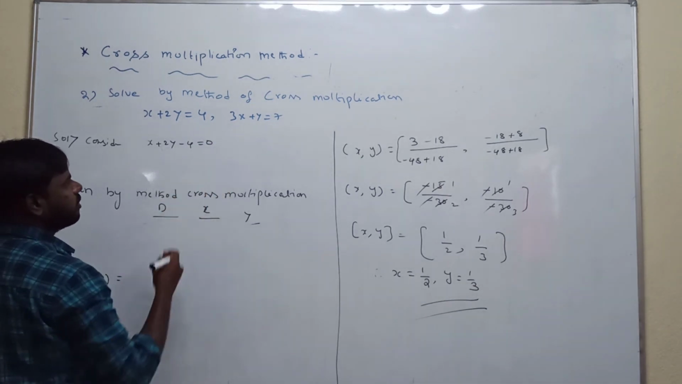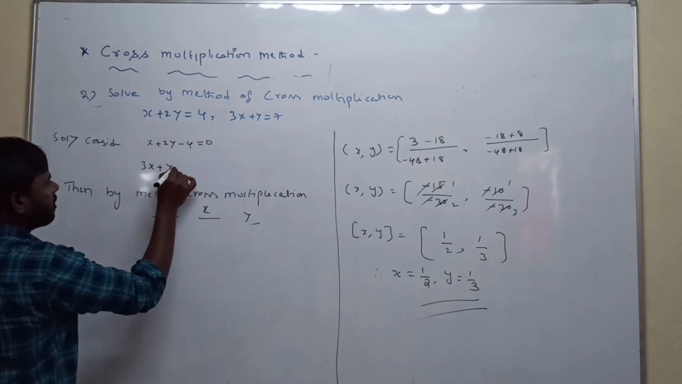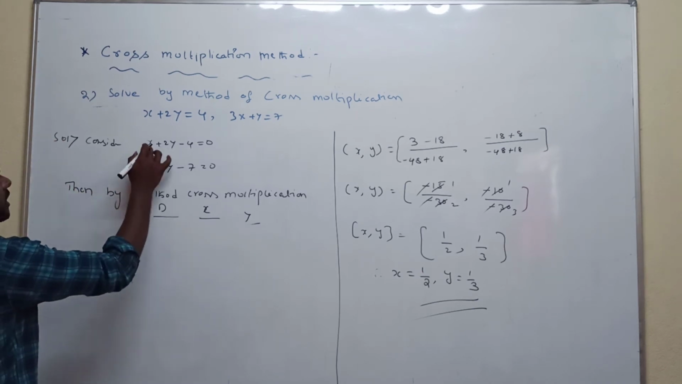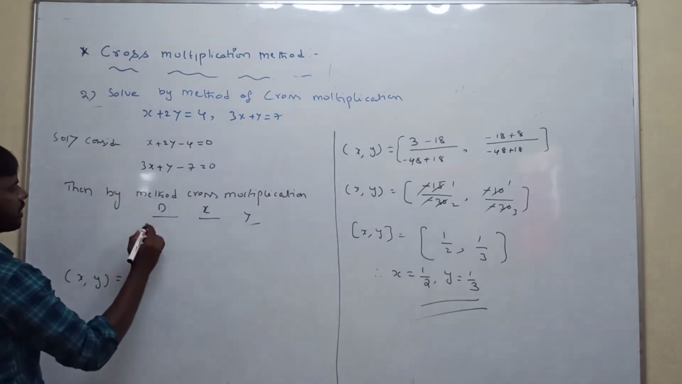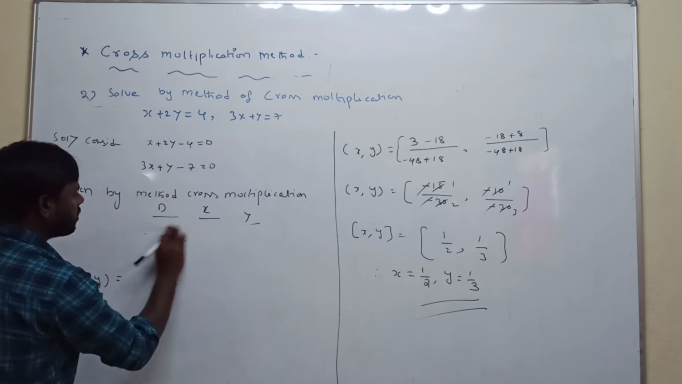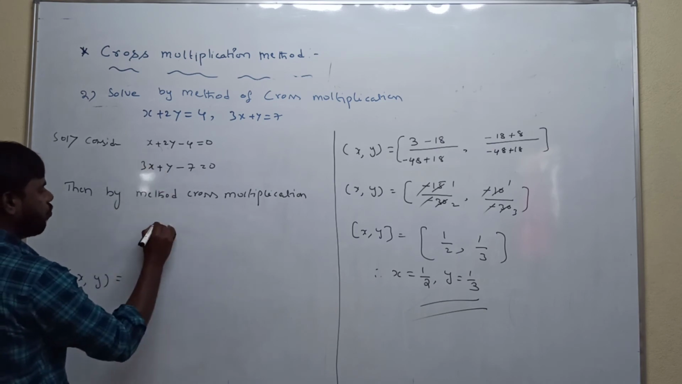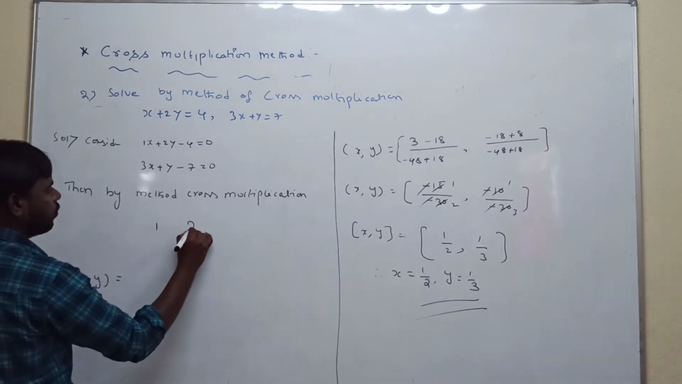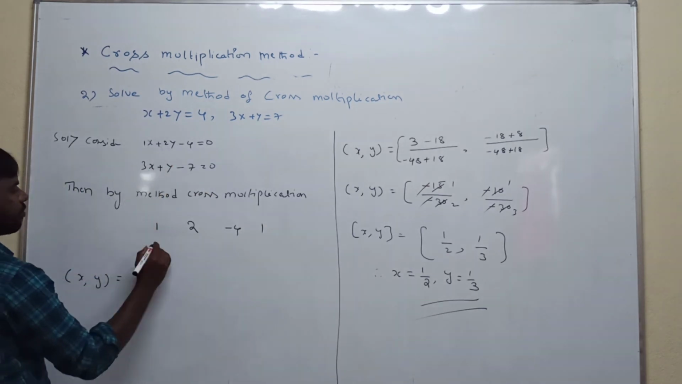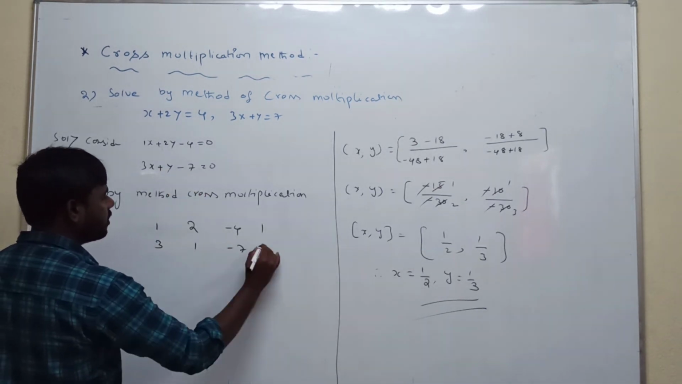The second equation is also not in the standard form, so plus 7 you take to this side as minus 7: 3x plus y minus 7 is equal to 0. Now write the x, y, constant coefficients. The x coefficient value is 1, the y coefficient value is 2, the constant coefficient value is minus 4, and again x coefficient 1 is repeated. Second equation: x coefficient value is 3, y coefficient value is 1, constant coefficient is minus 7, and again 3 is repeated.